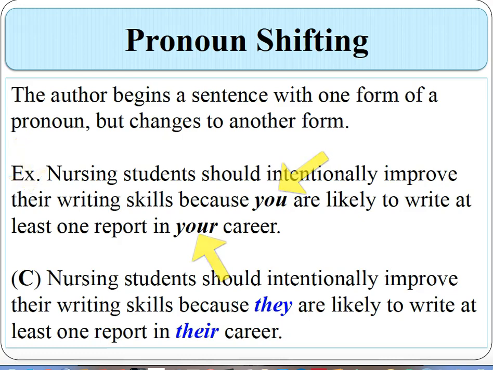Now let's look at the corrected version of this sentence. Nursing students should intentionally improve their writing skills because they are likely to write at least one report in their career.